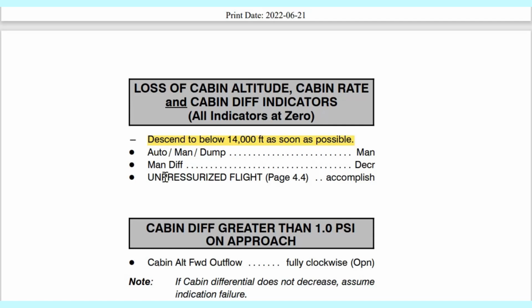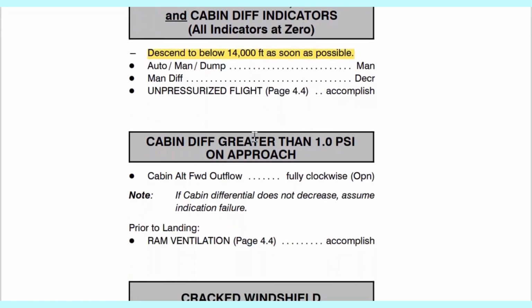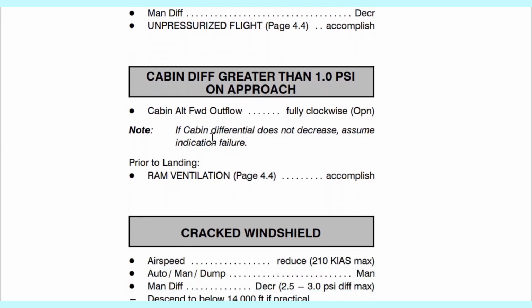Now you are coming on an approach, and then you glance at your differential indicator and it's above 1 psi on approach. Fine, you're going to call for the checklist, and these are memory items, by the way, so you have to call for the checklist. Cabin differential 1 psi on approach. Then you're going to do these actions here and just follow what the checklist says. As simple as that.